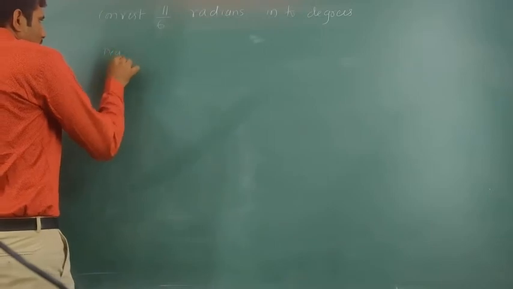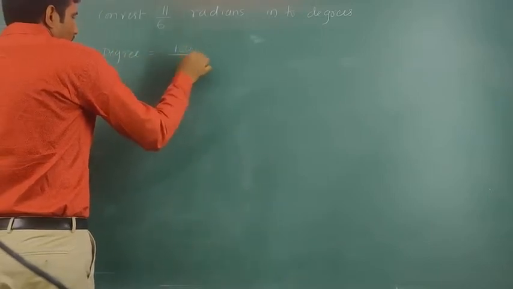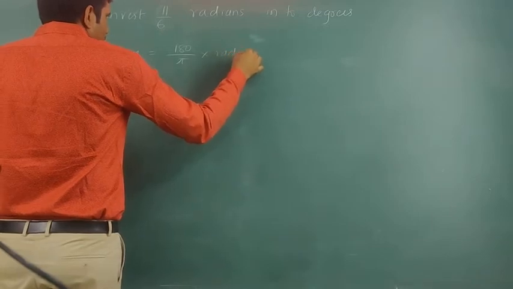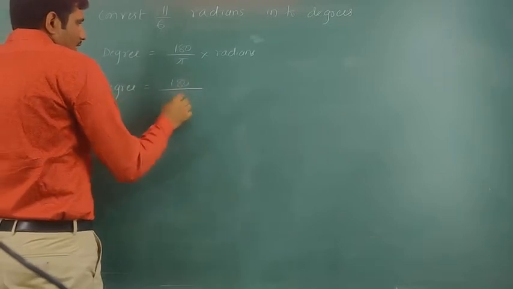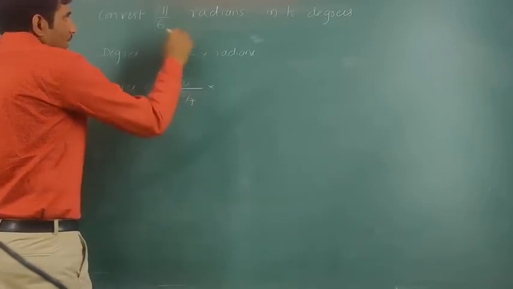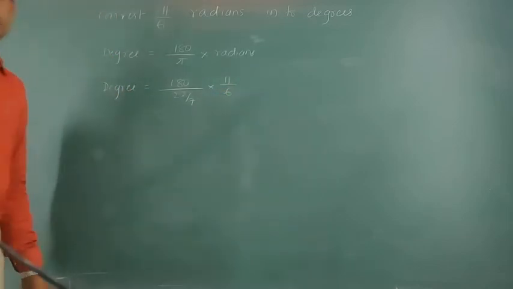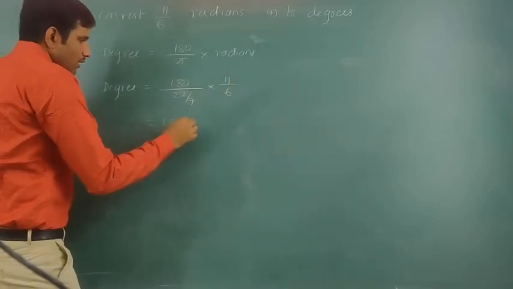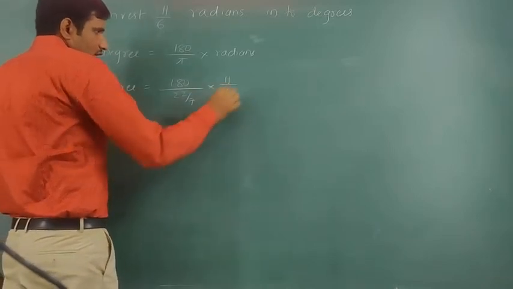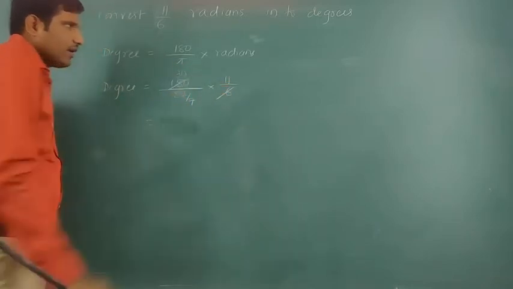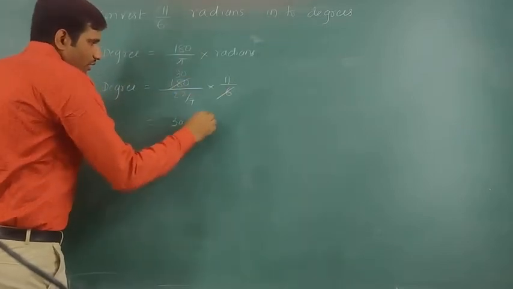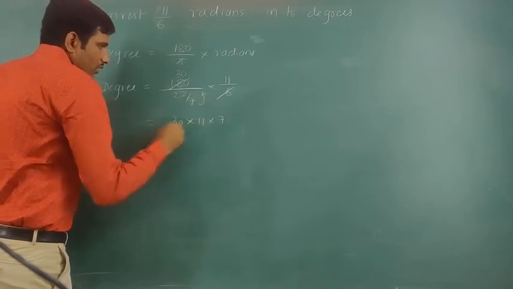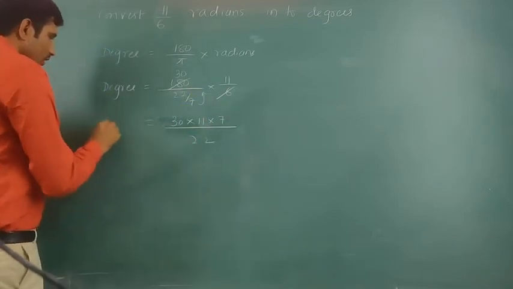Students, it seems the same. Degree is equal to 180 by pi into radians. 180 by pi is 22 by 7 into radian. The radian is 11 by 6. 6 ones are 6, 30s are 180. Now 30 into 11 into 7 divided by 22. Use the calculator and tell me the answer.